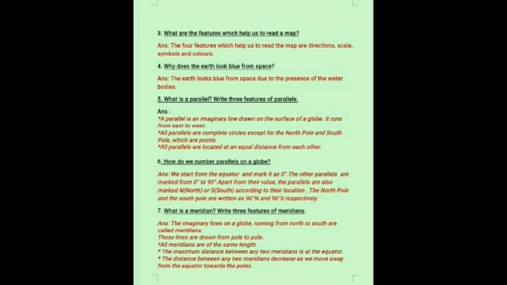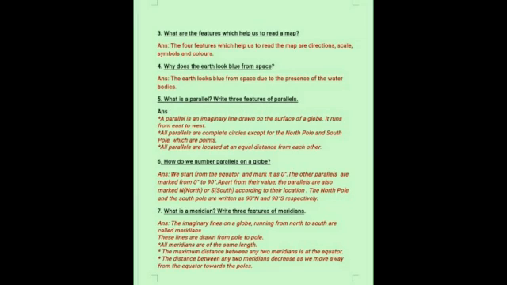Okay. Next one, how do we number the parallels on a globe? So we start from the equator and mark it as 0 degree, and the other parallels are marked from 0 degree to 90 degree, as you know. And apart from their value, what happens? The parallels are also marked as N for north and S for south according to their location. And the north pole and the south pole are written as 90° north and 90° south respectively.